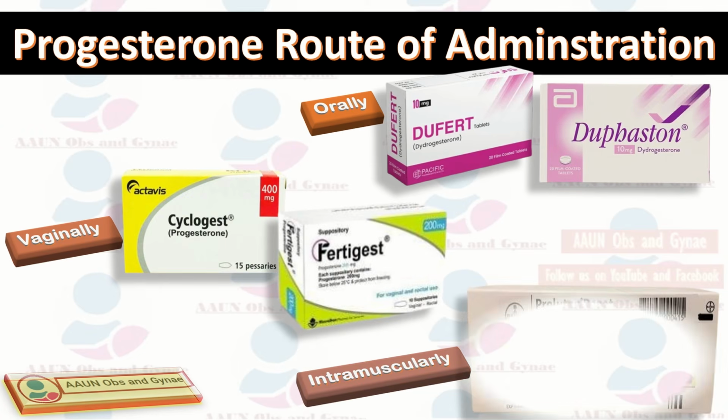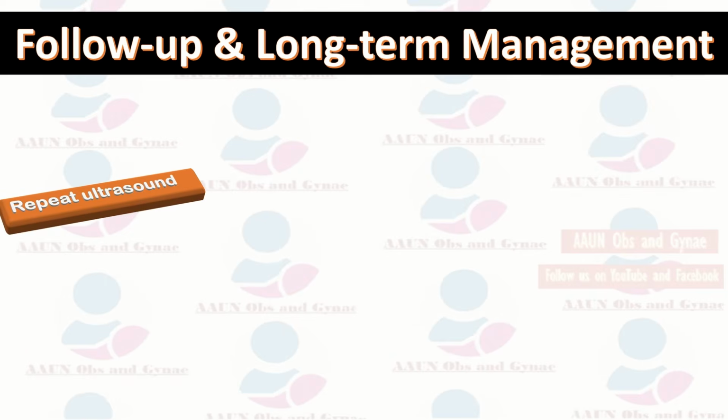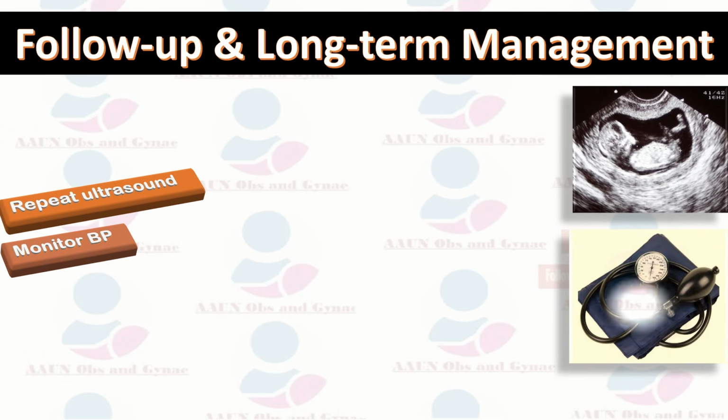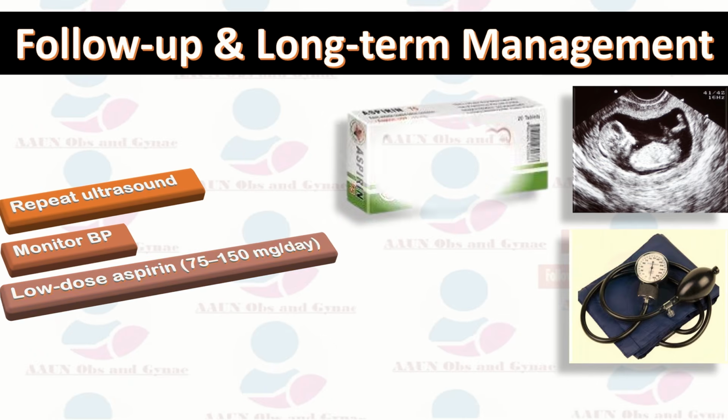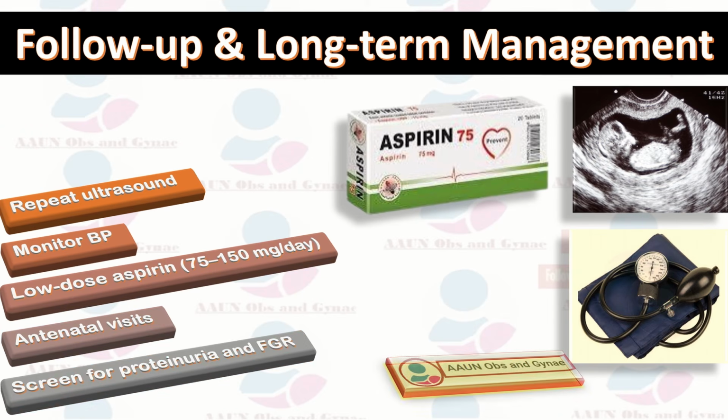Then after that, we have to do the follow-up and long-term management, which include repeat ultrasound after 1 to 2 weeks to confirm fetal viability, and monitor BP regularly during pregnancy due to history of preeclampsia. Start low-dose aspirin, that is 75 to 150 mg per day at 12 weeks to prevent the recurrence of preeclampsia till 36 weeks. Advise frequent antenatal visits and high-risk follow-up. Screen for proteinuria and fetal growth restriction later in the pregnancy.